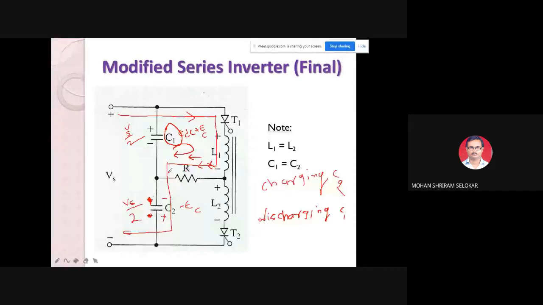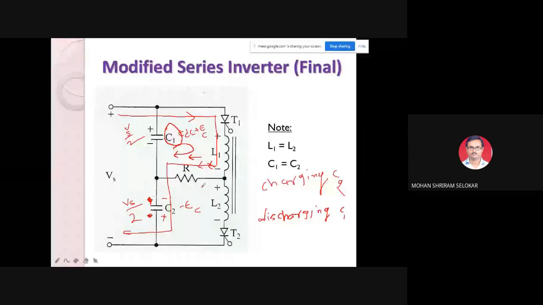What I mean to say is that 50% of the current is provided by the battery and 50% of the current is provided by the capacitor C1, when current is flowing from right-hand side to left-hand side. Is it clear? Okay. Next one.